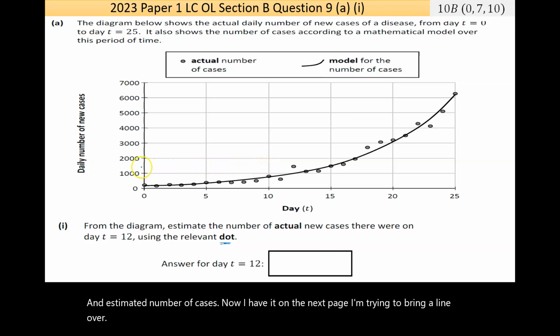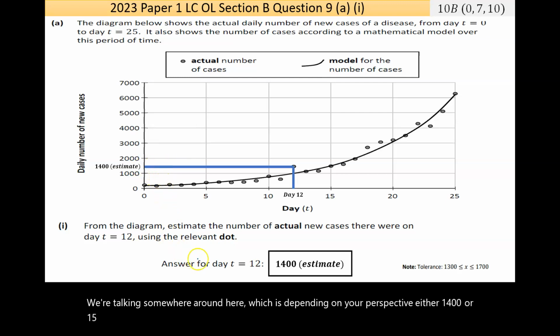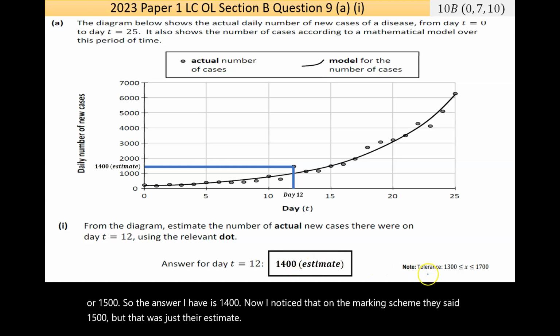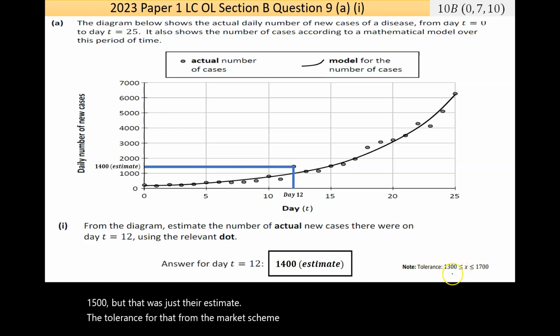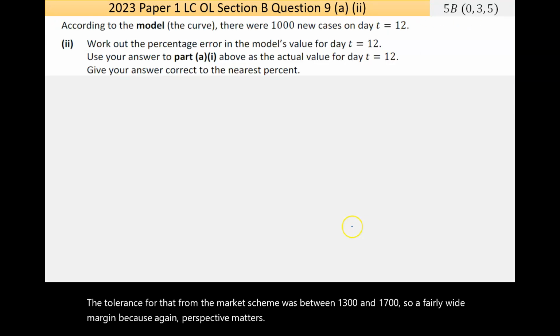We're talking somewhere around here, which is, depending on your perspective, either 1400 or 1500. So the answer I have is 1400. Now, I noted that on the marking scheme, they said 1500, but that was just their estimate. The tolerance for that from the marking scheme was between 1300 and 1700. So a fairly wide margin, because again, perspective matters. Right, that's part A, part 1.